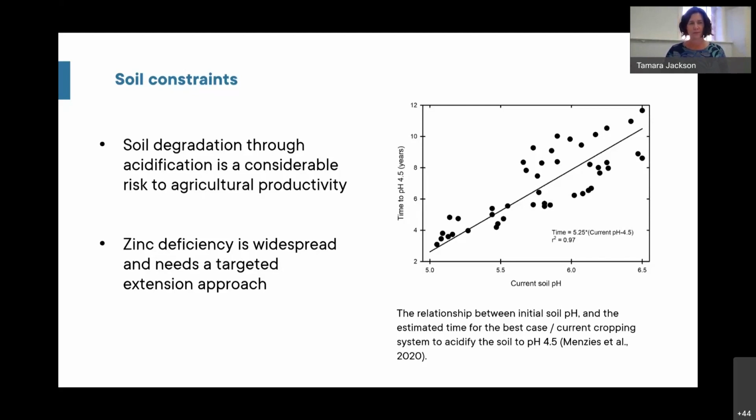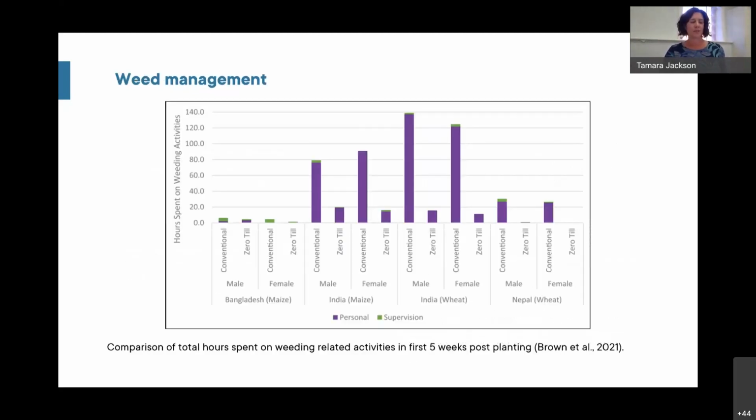Another one of the potential risks in terms of constraints in conservation agriculture systems is weed management. That's often identified as an issue once people start implementing CA. So CIMMYT undertook a study to look at whether weed dynamics were changing and how that impacted labour, in particular for women.